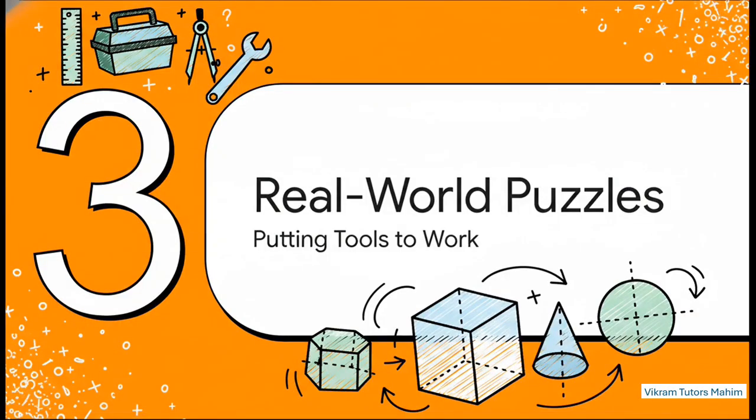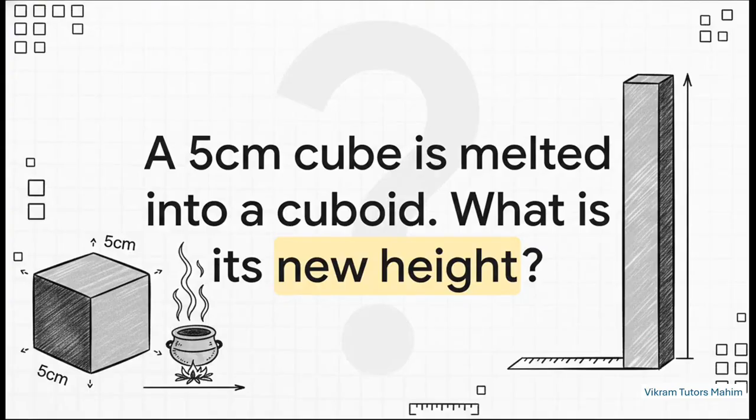Okay, our toolbox is packed. We've got our special gear. You know what that means. It's time for the really fun part. Let's put these tools to work and solve some real-world puzzles. So here's puzzle number 1. Picture this. You've got a solid little cube of metal. You toss it into a furnace, melt it all down, and then pour that liquid metal into a mold that makes a long, skinny, rectangular bar, a cuboid. The shape is totally different, so what's its new height?